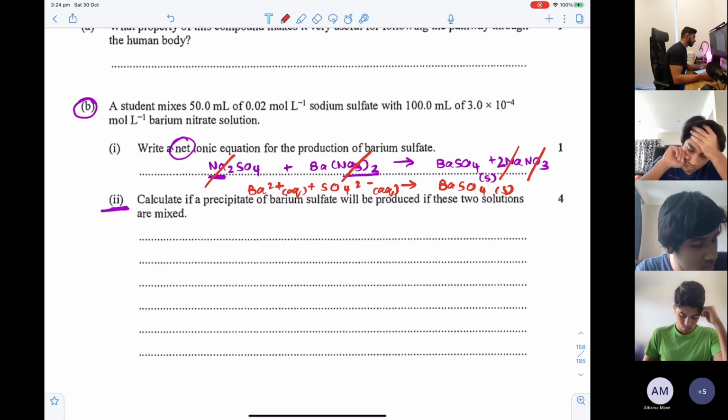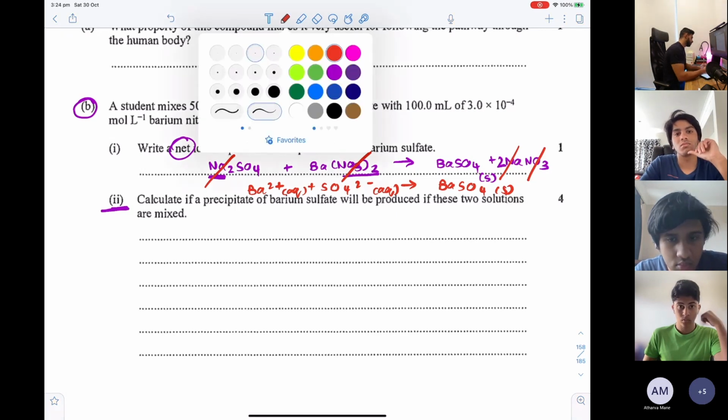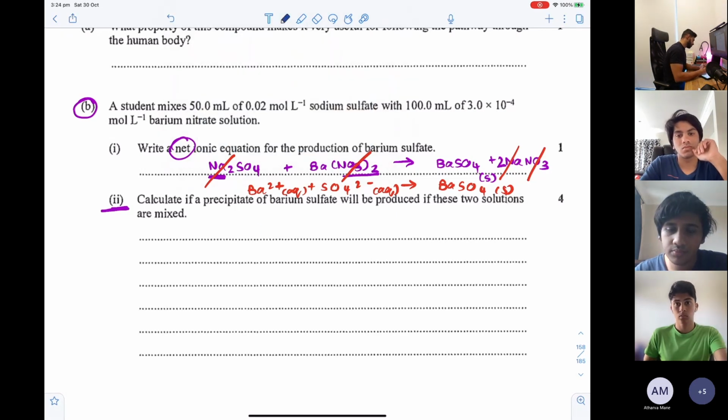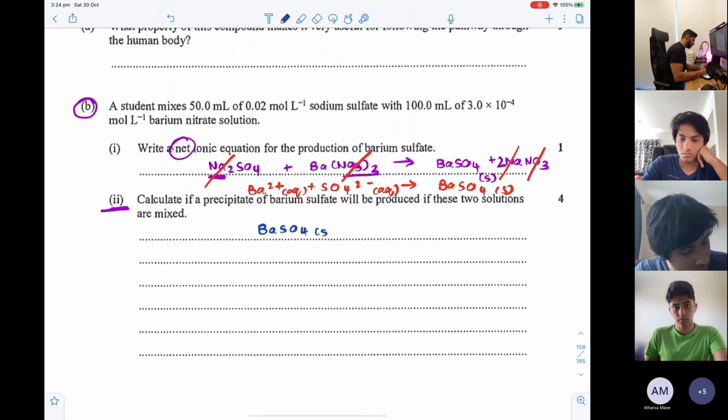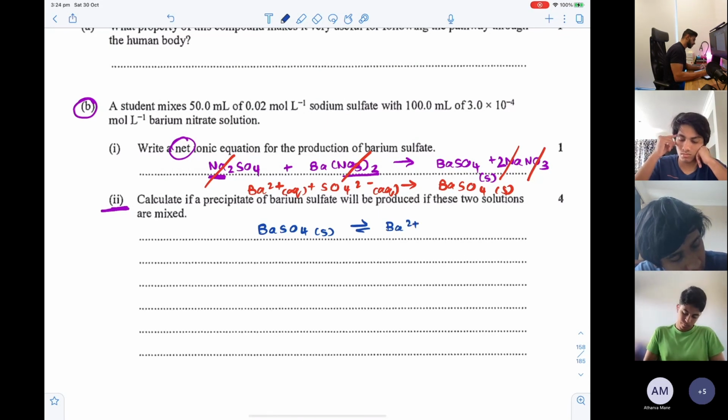Would we like to rewrite this in any other way? Remember the little tip I gave you. Where do you want the ions to be sitting? Left or the right-hand side? To the right. Good, right? Otherwise, your K constant is going to be all funky. So we're going to rewrite this as Ba2+ and SO4 2-. Good. What do I do next?